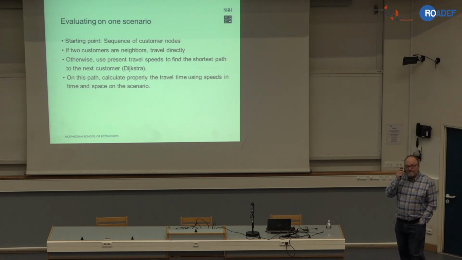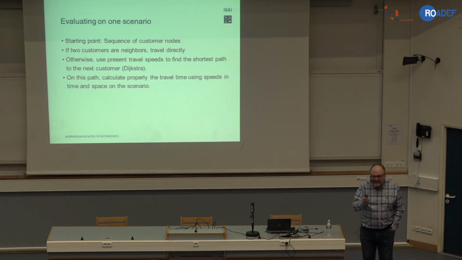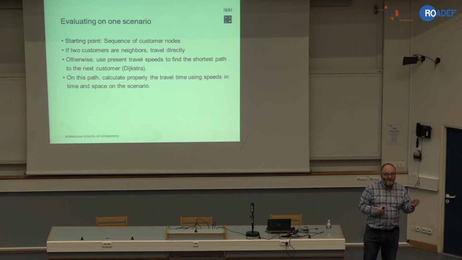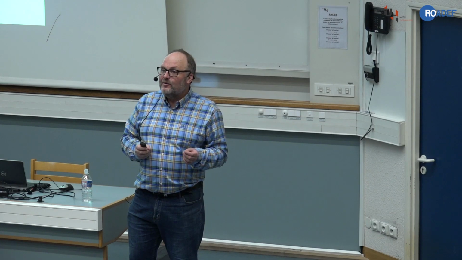But once we evaluate that travel, we use the real speeds on the scenario. Okay? We use the real speeds, meaning as it changes on the scenario, as time passes and it moves on links, we use the actual speeds on that scenario. So the travel time will not be the one we thought it would be when we did the Dijkstra.